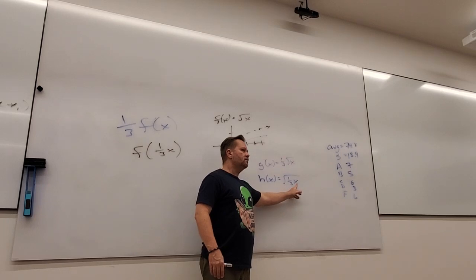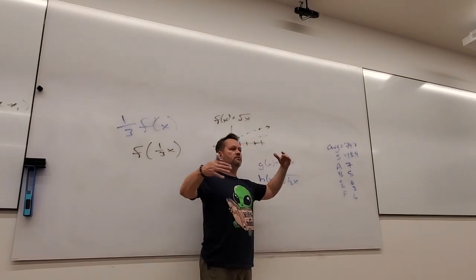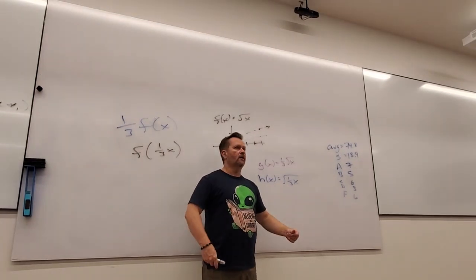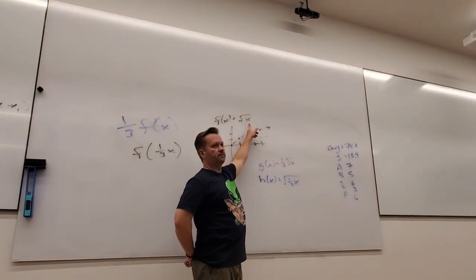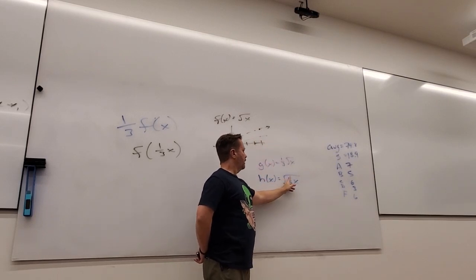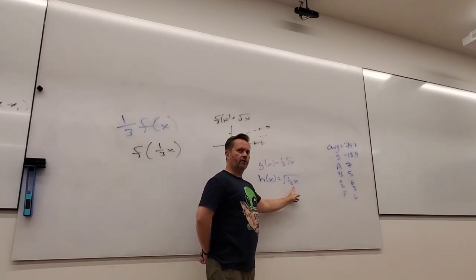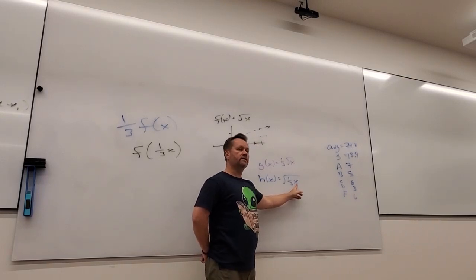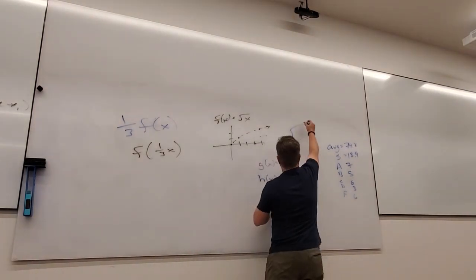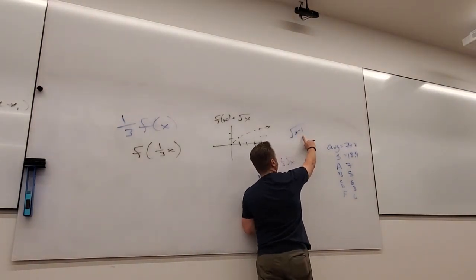So don't my inputs have to be 3 times bigger than they used to be in order to get the same output? What do I have to put in here to get a 3 out? A 9. Is everybody with me? If you put a 9 into the square root, you get a 3 out. The inside has to be 9 for me to get a 3 out, correct? What do I have to put in now to get a 3 out? 27. So, help me out, guys. Which way would this go?